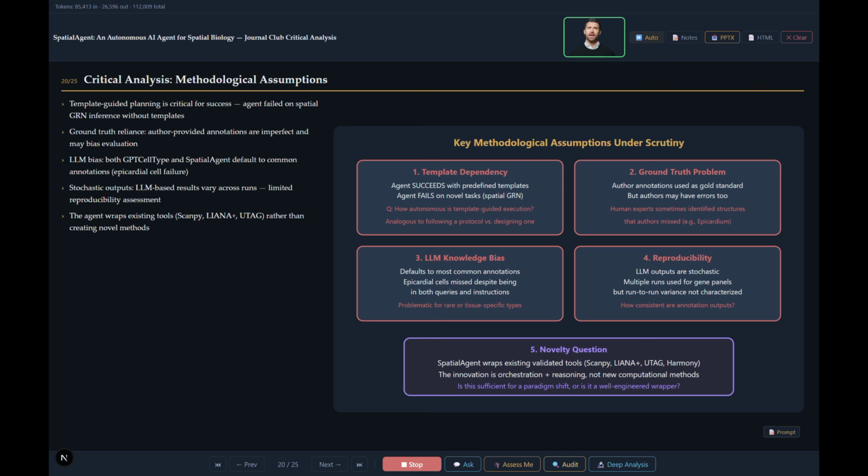Third, LLM knowledge bias. Both SpatialAgent and GPT cell type failed to identify epicardial cells, even when they were explicitly mentioned in the instructions. This suggests LLMs default to the most common annotations from training data, which is problematic for rare or tissue-specific cell types. Fourth, reproducibility. LLM outputs are inherently stochastic, yet the paper provides limited characterization of run-to-run variance. Fifth, and most fundamentally, the novelty is in orchestration rather than new methods. Is that enough to claim a paradigm shift?